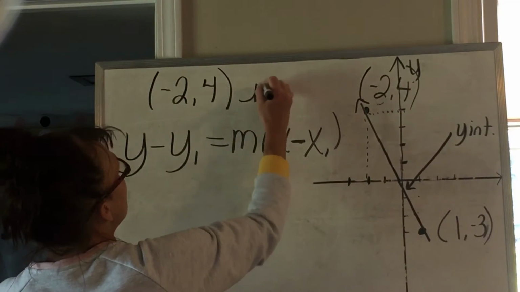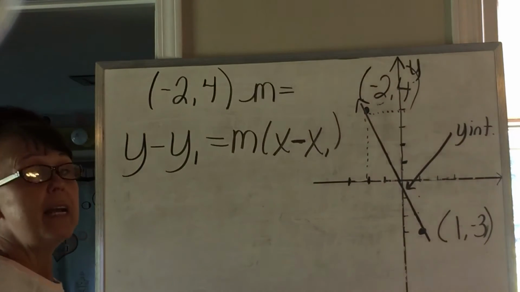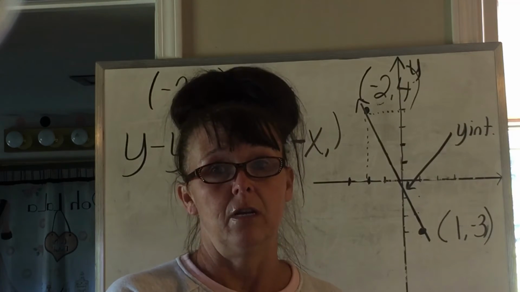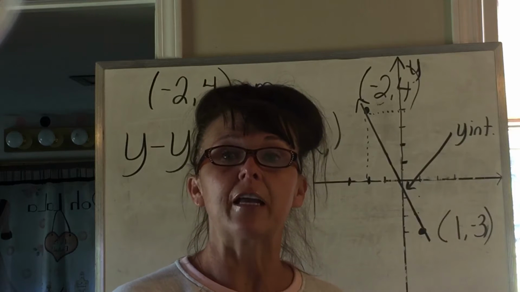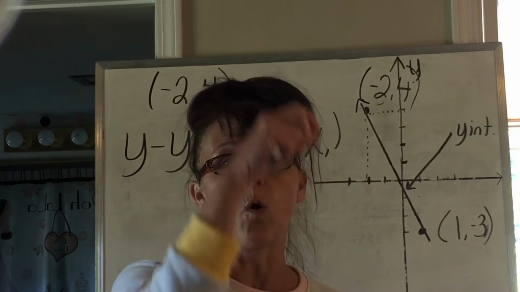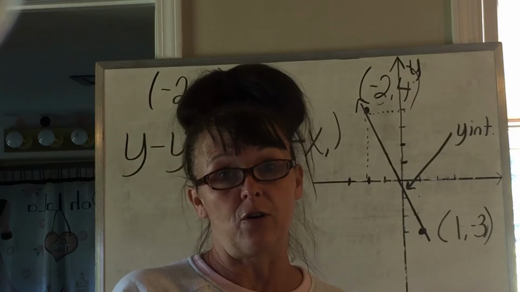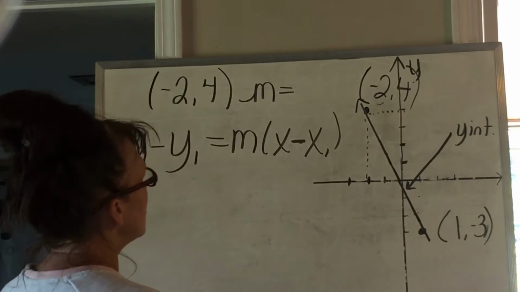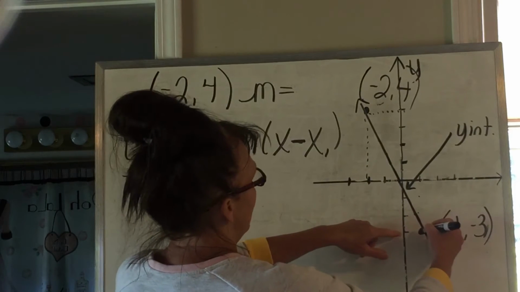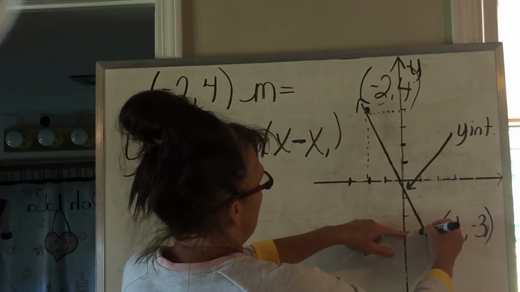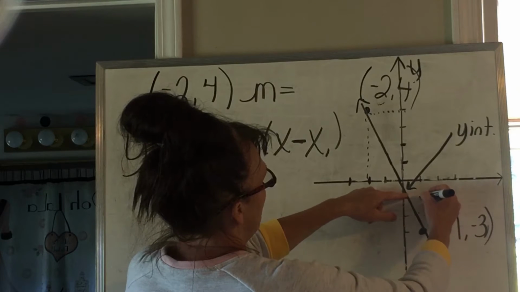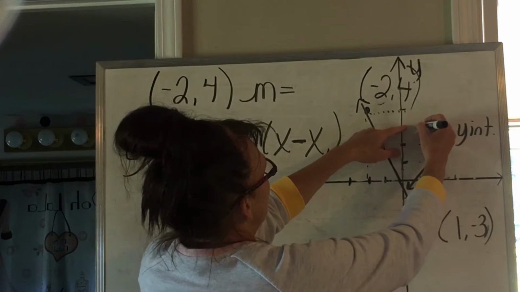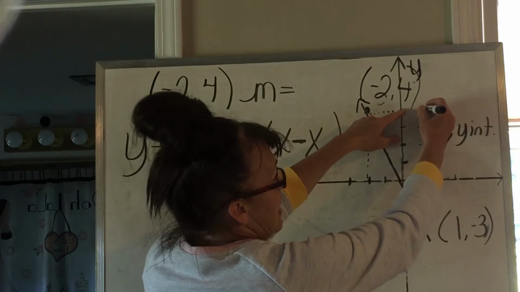Now, I've got to find my slope number. You could find slope a couple of ways. You can count. But if you're going to count, you've got to go up and then over, or down and then over. So, you have to count up or down first. I'm going to count from this point up to that point. So, up 1, up 2, up 3, up 4, up 5, up 6, up 7.